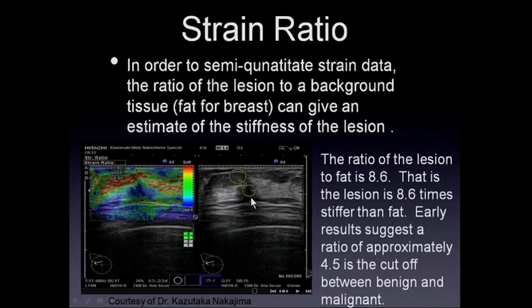This is not approved for use in the United States at this time, but here you can see the ratio is 8.6. So the cancer is 8.6 times stiffer than fat. Early studies have shown that a ratio of approximately 4.5 is the most likely cutoff between benign and malignant lesions.